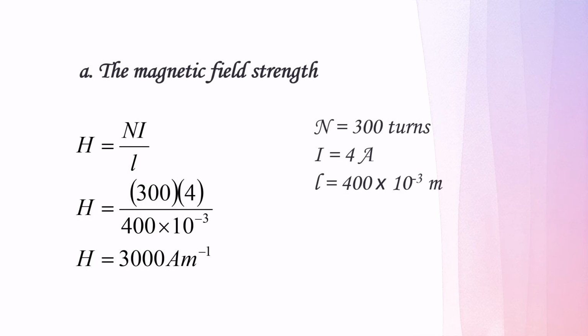Question 1a. To find the magnetic field strength. We are given in the question that the number of turns N is equal to 300. Then the current I is 4 ampere and the circumference L is equal to 400 millimeter. We can substitute these values into the magnetomotive force formula and get the answer for magnetic field strength. It is equal to 3000 amperes per meter.